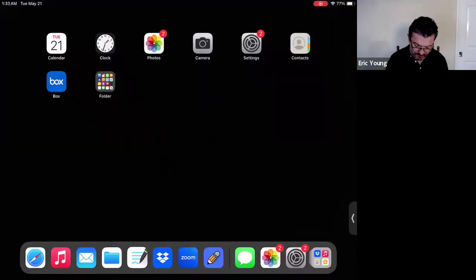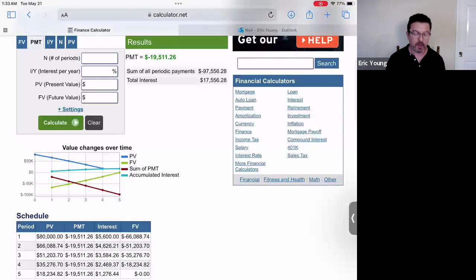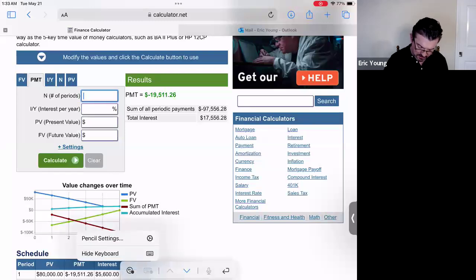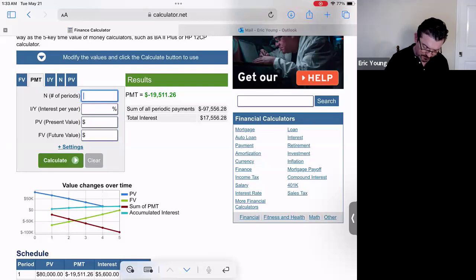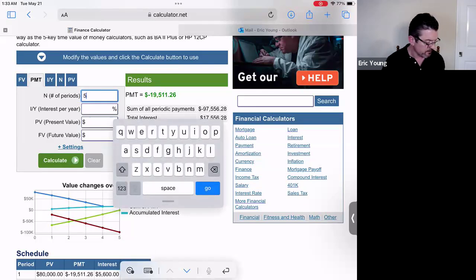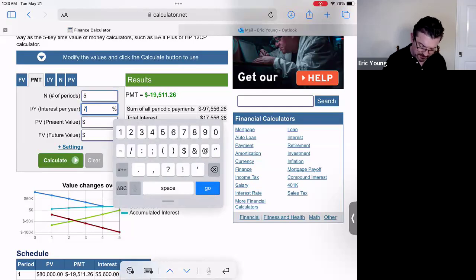Of course, there's an even easier way. We could just plug the numbers into a financial calculator. Let's do it. N, let me get this up and running. There we go. N is going to be 5 years. Got that. The interest rate per year was going to be 7. The present value, which is how much we're taking out, is going to be 80,000. And the future value is going to be 0.